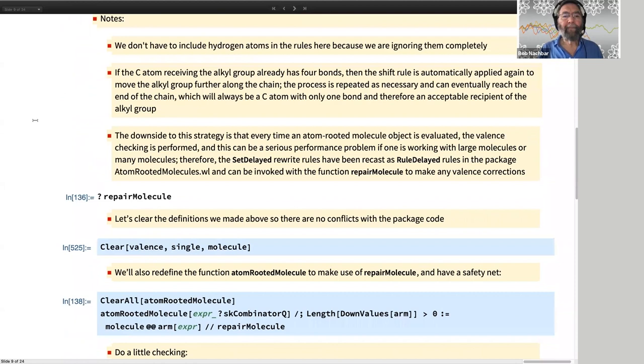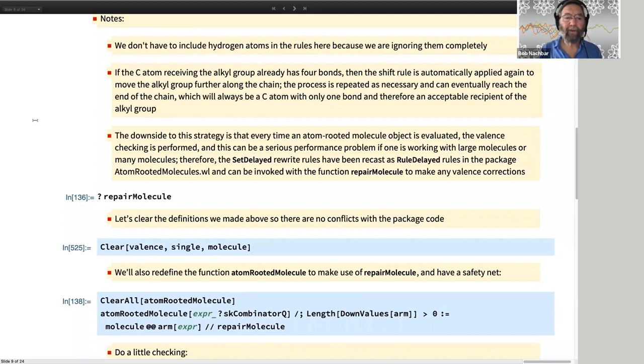The downside to this method is that every single time the evaluator in Wolfram Language gets an atom-rooted molecule, it's going to check the valence and then try to fix it if it's necessary. And even if it is good, it's not marked as good. Next time the evaluator sees it, it's going to check it again, which means that there's a lot of overhead in terms of excessive checking. So doing it automatically like that is really not such a great idea.